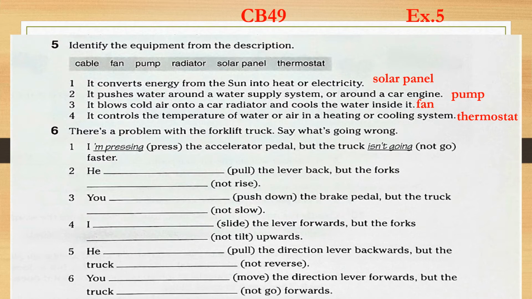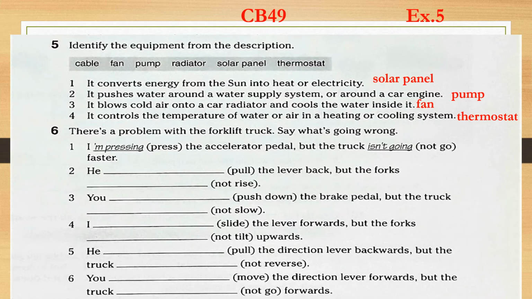Now let's move to number six. There's a problem with the forklift truck. Say what's going wrong. Let's look at number one. It is an example. I'm pressing the accelerator pedal, but the truck isn't going. Okay, so we had the verb press between brackets, and we changed it into the present continuous. And we had not go between brackets, and we changed it also into the present continuous. So what we need to do here is to change the verbs into the present continuous.